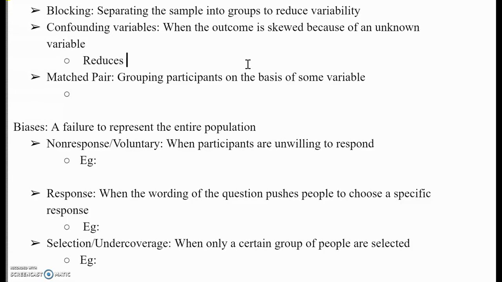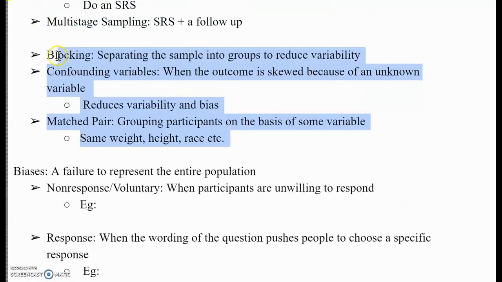And this reduces variability and bias. So getting rid of confounding variables can help reduce variability and bias. Next one is match pair, which is grouping participants on the basis of some variable. For example, same weight, height, race, etc. As you can see, a lot of these pertain to stratified sampling and cluster sampling, which is very important.